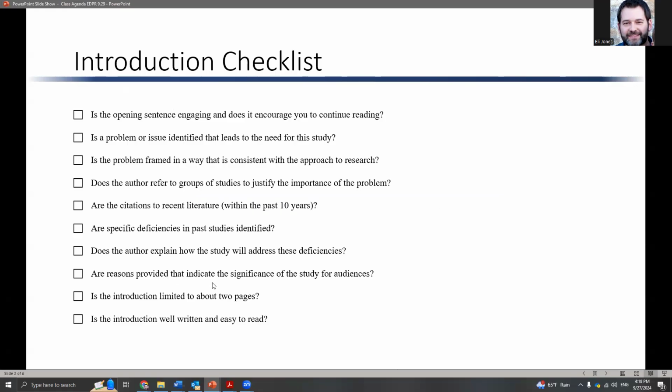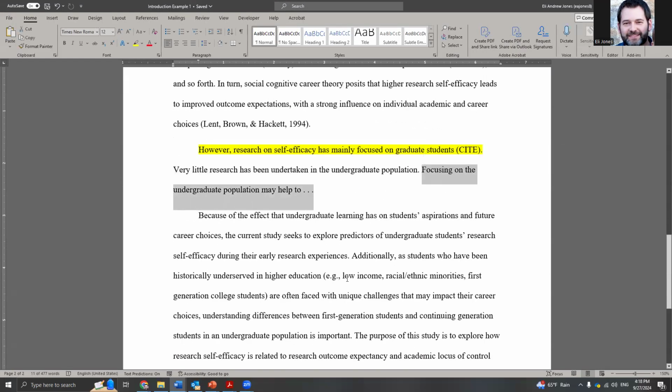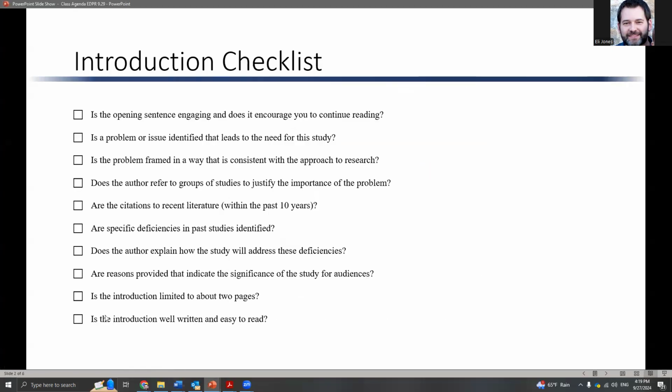Are reasons provided that indicate the significance of the study for audiences? Well, I haven't done that yet. So this is what I would put in here, right? I would have my reasons. Here's a reason. What might it help do? Well, if I'm a teacher, it might help me understand how I can modify my instruction to better support student learning so that they can feel confident in their own abilities, right? That they can do research, like you watching this video. I hope that this video helps you feel more confident in writing an introduction. Are reasons provided? Let's see, that's where we're at.